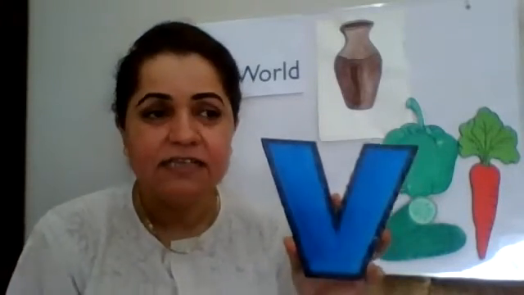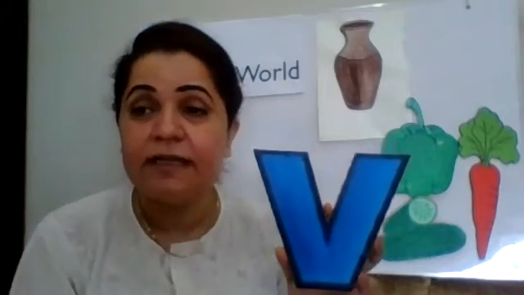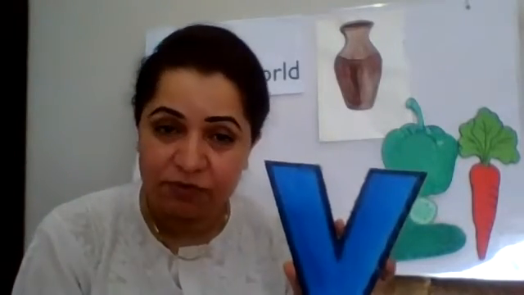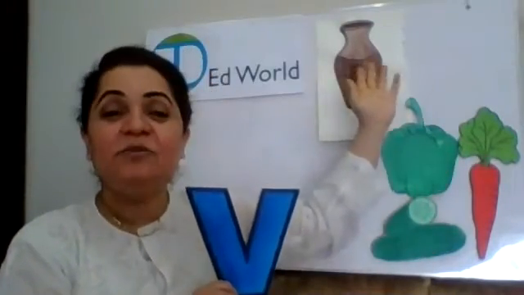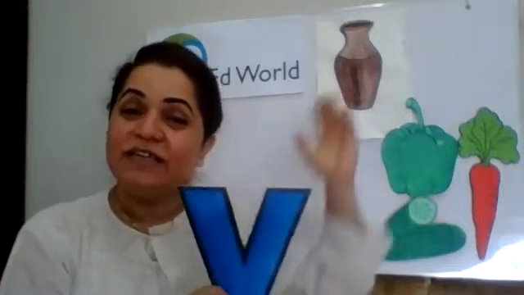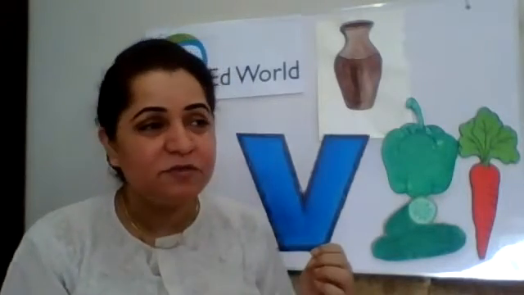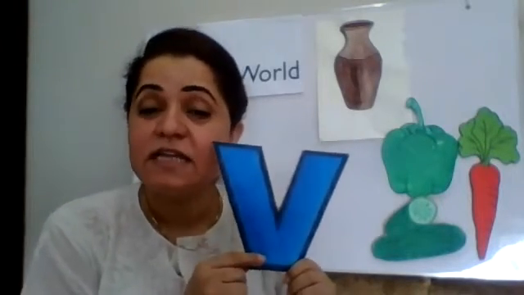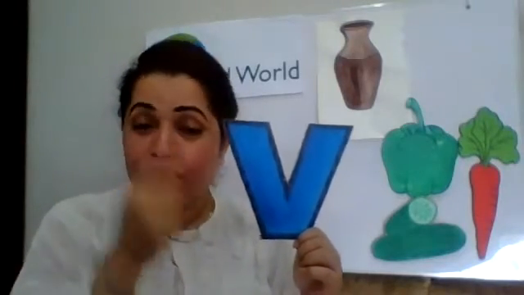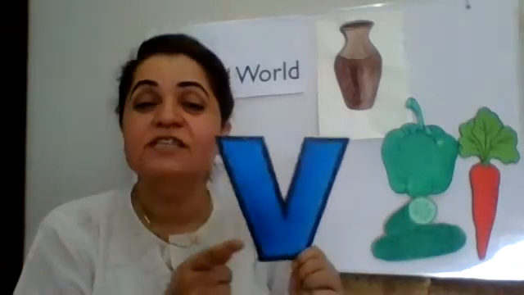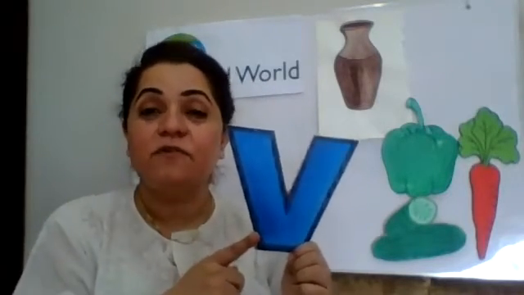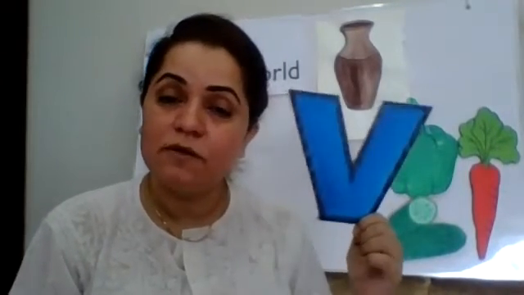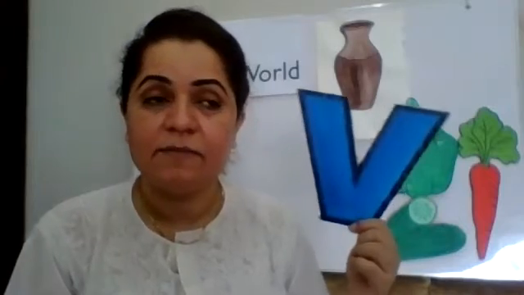That is very nice. So there are many things around you which start with V. You can find them in the kitchen, maybe in the lobby or the lounge or in the bedroom as well, right? So V is for vegetables, V is for vase, V is for van, V is for vulture, V is for violin, V is for vaccine, V is for velvet, right?